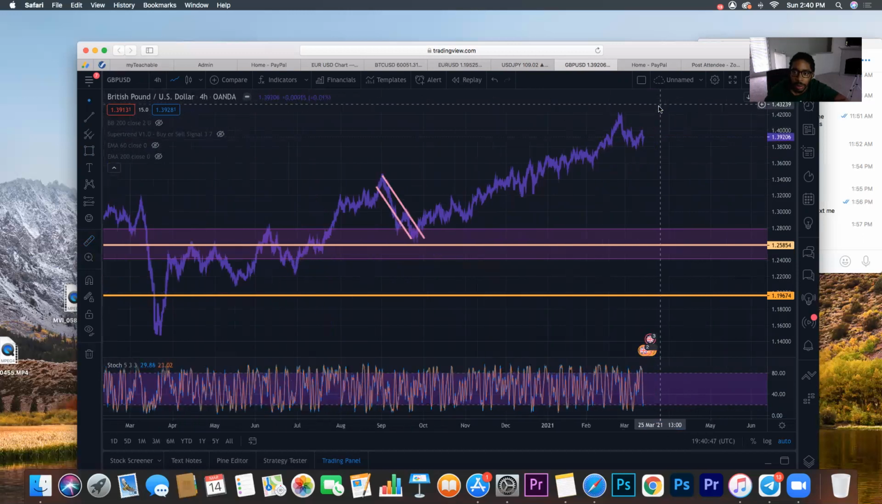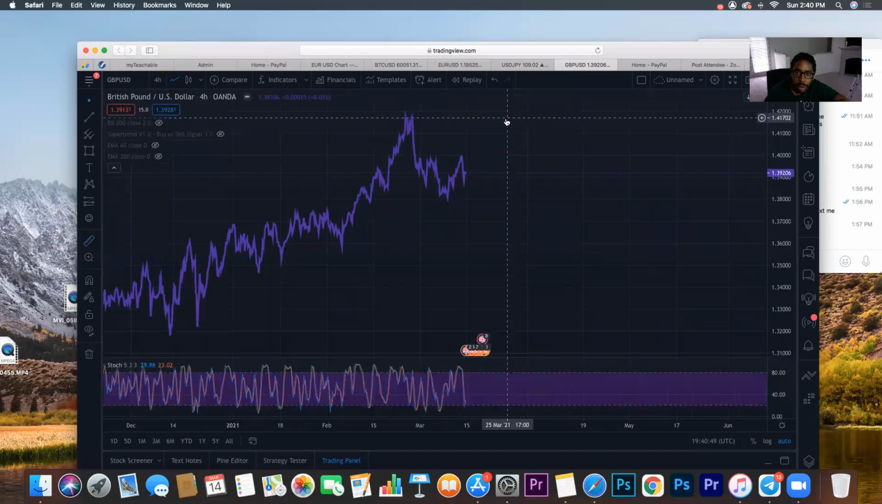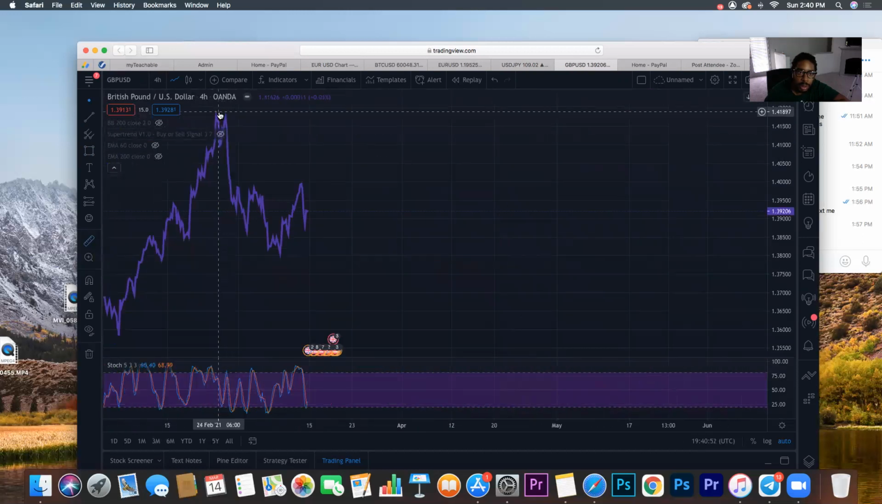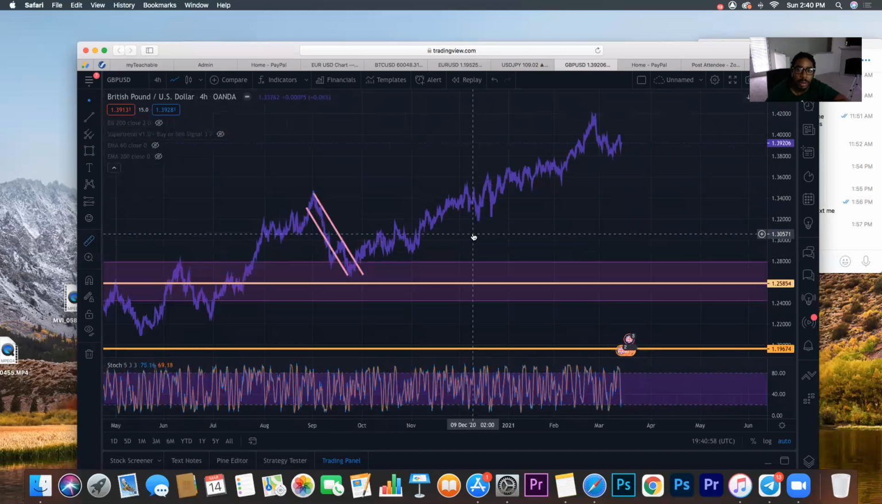Price failed to make a new high. Price came, failed to make a new high, double top, pin needles, whatever y'all want to call it, and candles, and shot down, man. Look at them profits.